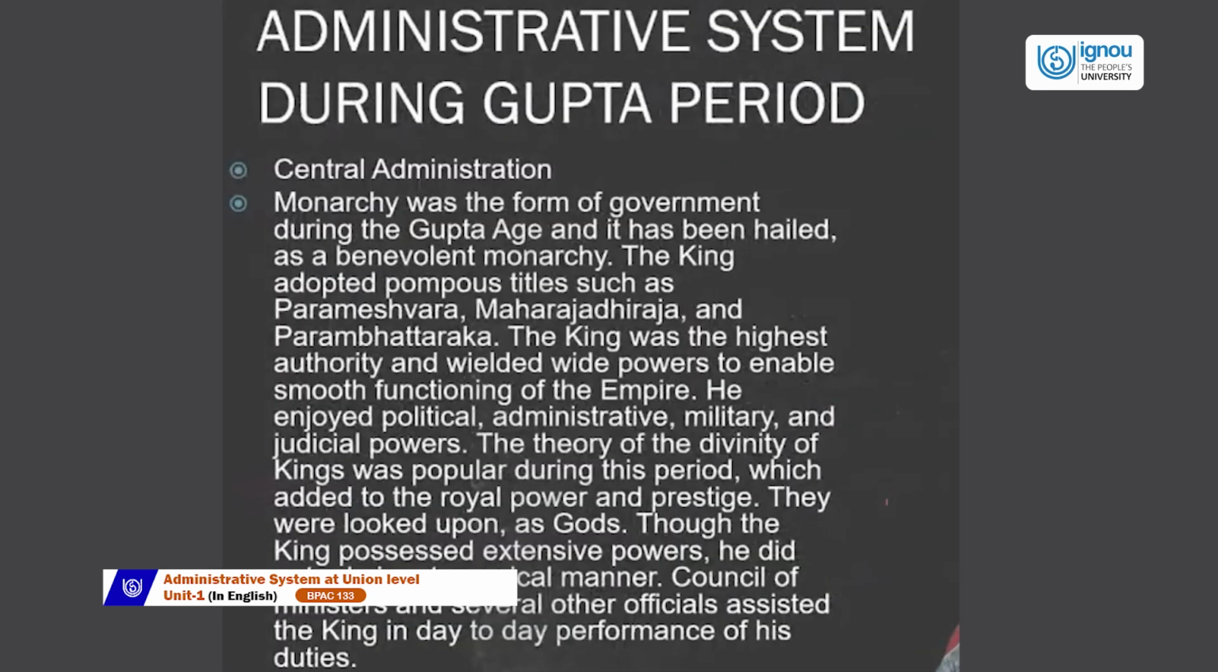Now let us move on to the Gupta period. We have discussed administration under the Mauryan period. Now let us move on to the Gupta Empire, another major empire of the ancient era that was there in India. Now let us discuss the central administration that prevailed during the Gupta period.